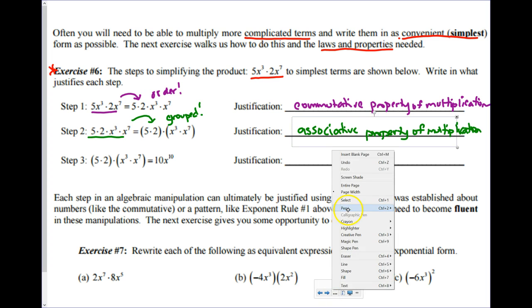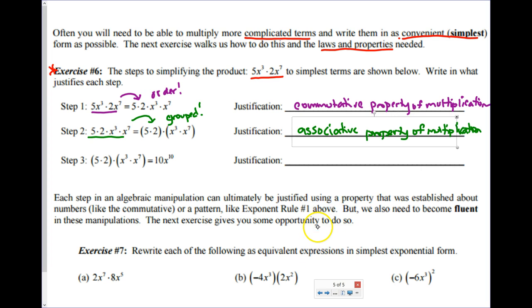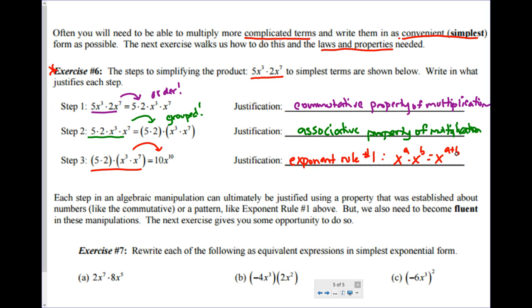Finally, in step 3, what's happening? They are going from the grouping to what? What do they use to get this x to the 10th and the 5 times 2? Well, they use that exponent rule 1 that we just learned, where you have x to the a times x to the b, so you get x to the a plus b. So look, they took x to the 3rd times x to the 7th and got 3 plus 7 to get 10. So they used that new property we just learned. So this is justifying. Again, these are laws you need to memorize and feel comfortable using, and you should have these on your vocabulary cards.